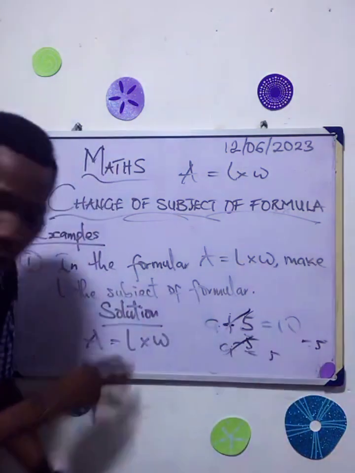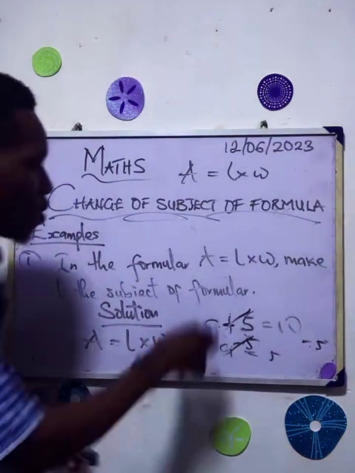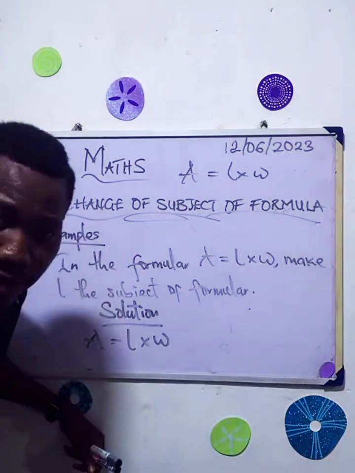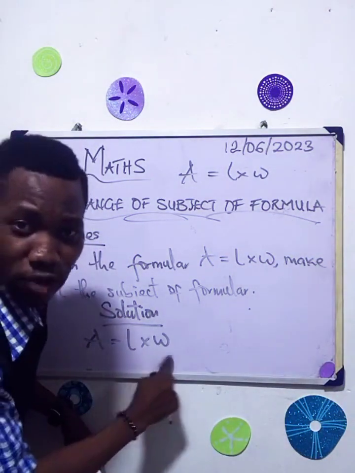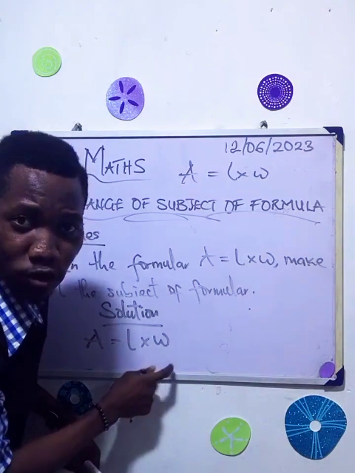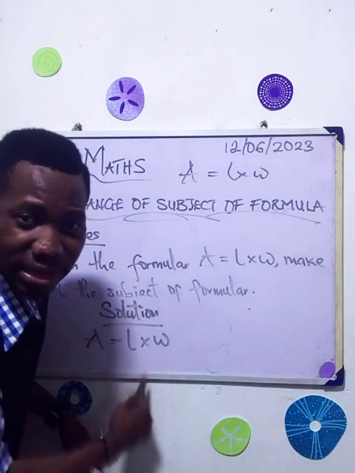Now coming to this side, what we have here is A equals L times W. So I have L times W, and I want to deal with this W because I want only L on this side.